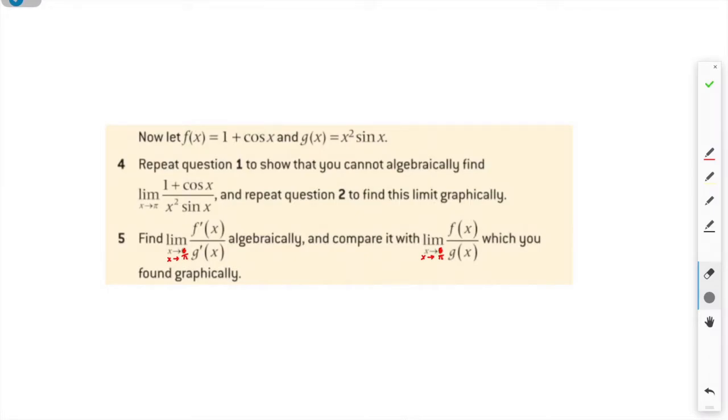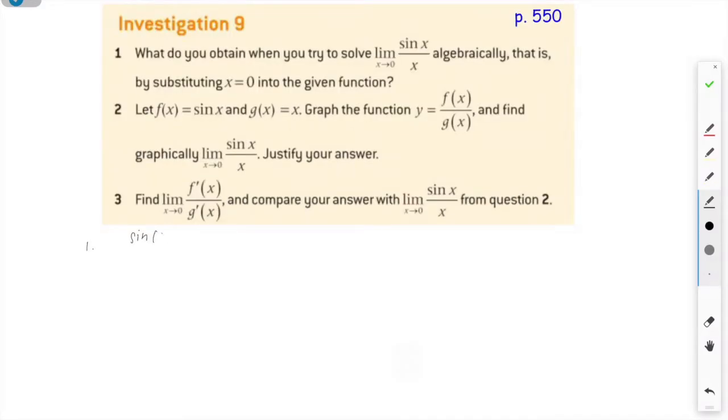In the next little bit, I'm going to just work out the different parts so that you can check your answers to the investigation. I also encourage you to pause the video, do the questions yourself before looking at the answers, all right?